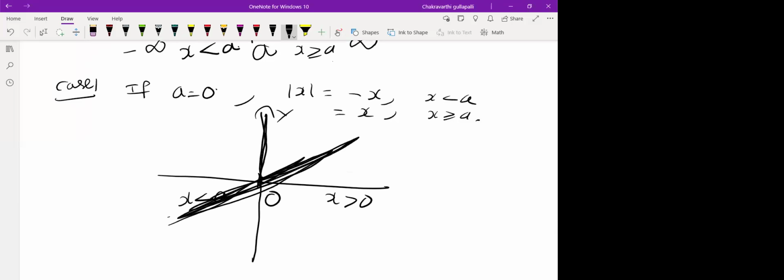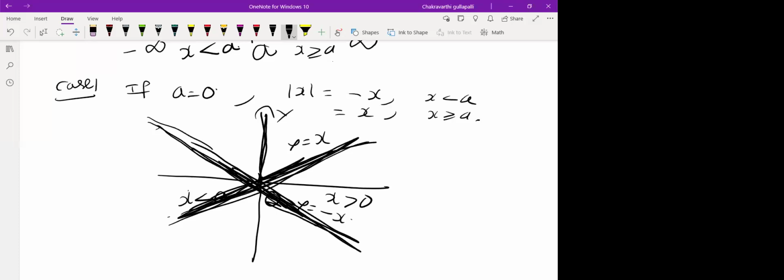This is y equal to x, and this is the straight line y equal to minus x. This is the graph. This is the origin. This is the breakpoint. Less than 0 it is something, greater than 0 it is something, and equal to 0 means the point (0, 0). So always remember here, this is the breakpoint.